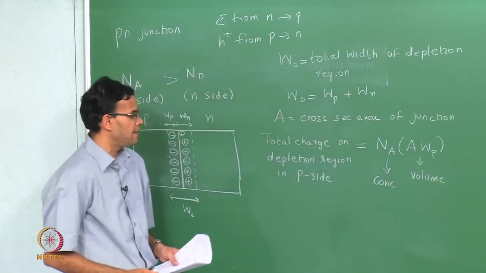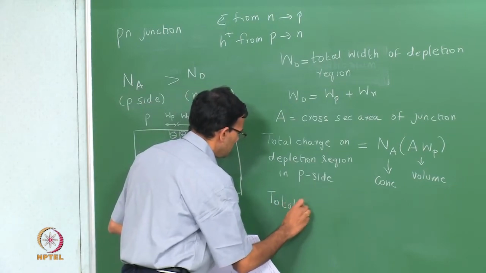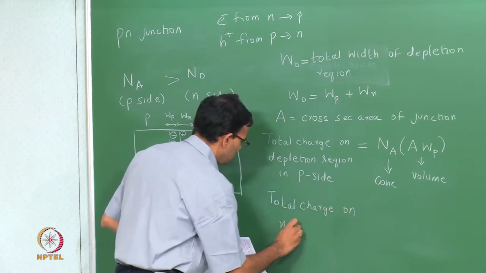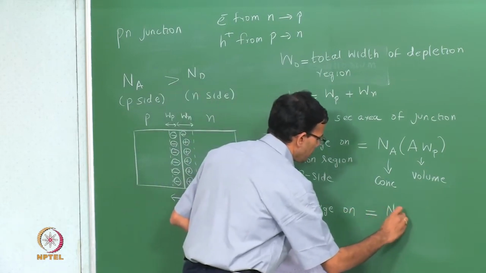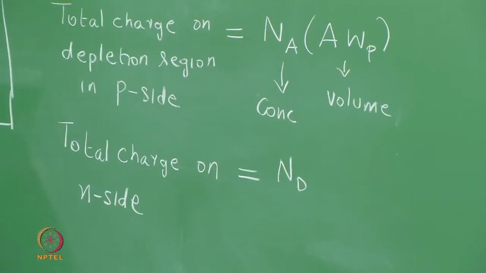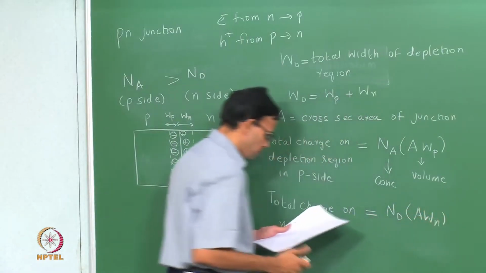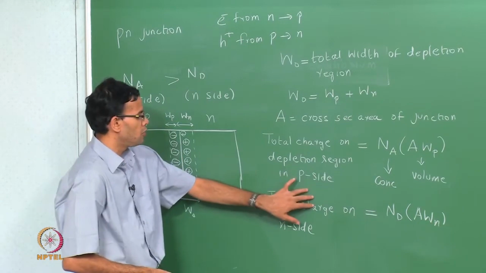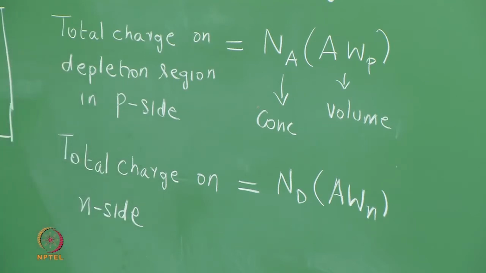We can similarly calculate the total charge on the n side, which is Nd, the concentration of donor ions, times the volume A Wn. In order to maintain the neutrality of charge, this total positive charge must be equal to the total negative charge. So, let me equate these two and write the expression.